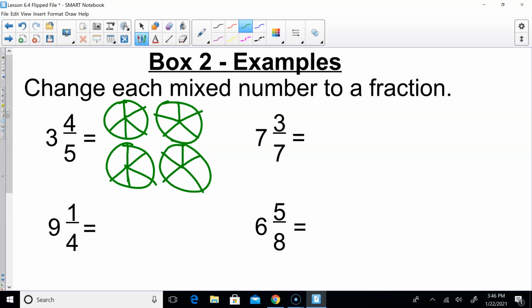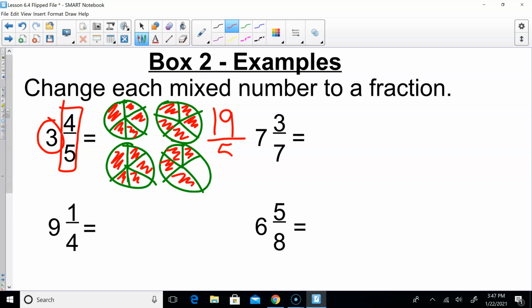So what does 3 whole mean? Well, let me shade in each of these 3. So 3 whole would mean 1, 2, 3, 4, 5, 6, 7, 8, 9, 10, 11, 12, 13, 14, 15. So 3 whole would equal 15/5, because each piece is a fifth, and I have 15 of them with my 3 wholes. I now have 4/5 from the other part, that'd be 1, 2, 3, 4. So 15 plus 4 gives me 19/5. That'd be a drawn out version of how I can figure out how many fraction pieces there are from a mixed number.